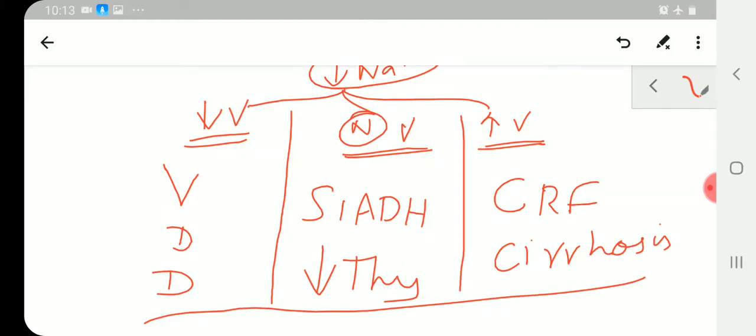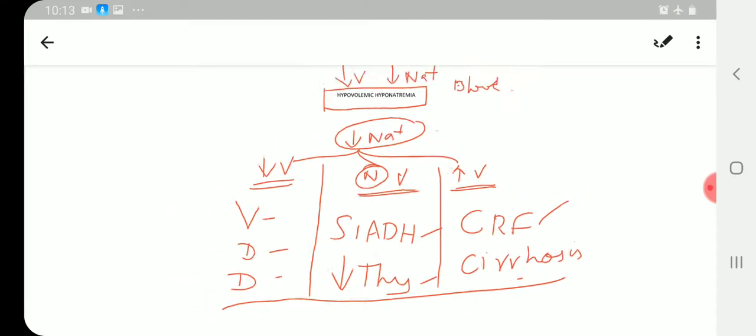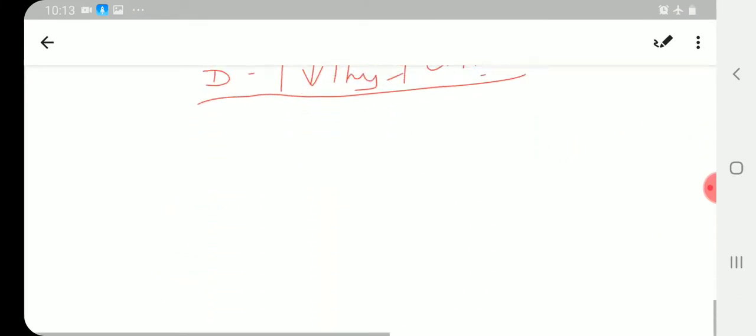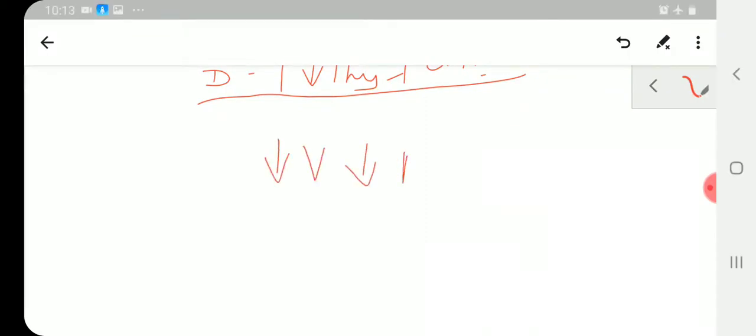I repeat, hypovolemic hyponatremia means vomiting, diarrhea, diuretics. Normal volume, that is euvolemic hyponatremia, means SIAD and hypothyroidism. Hypervolemic hyponatremia means CRF, that is chronic renal failure, or even acute renal failure, or even nephrotic syndrome, and cirrhosis. Now we jump on to a topic, that is hypovolemic hyponatremia. We only care about low volume hypovolemic hyponatremia.